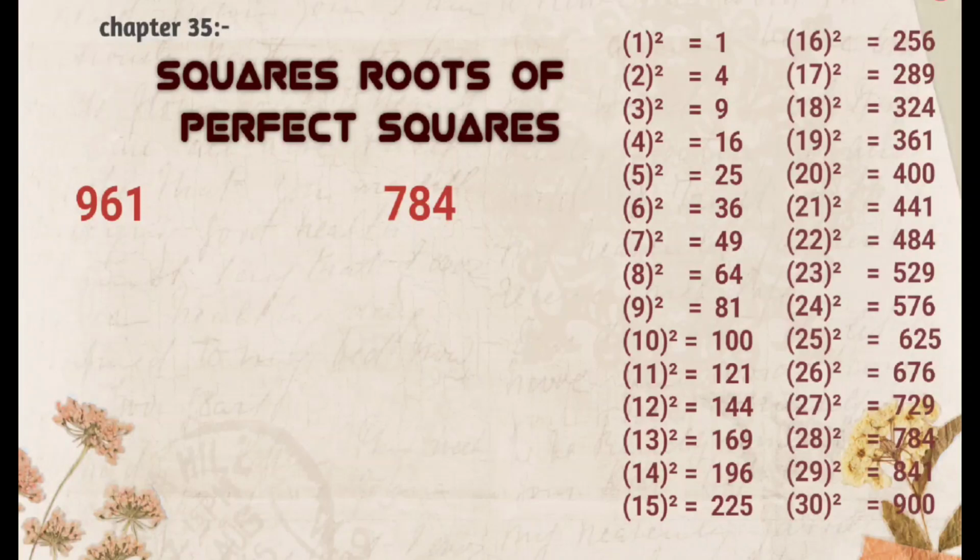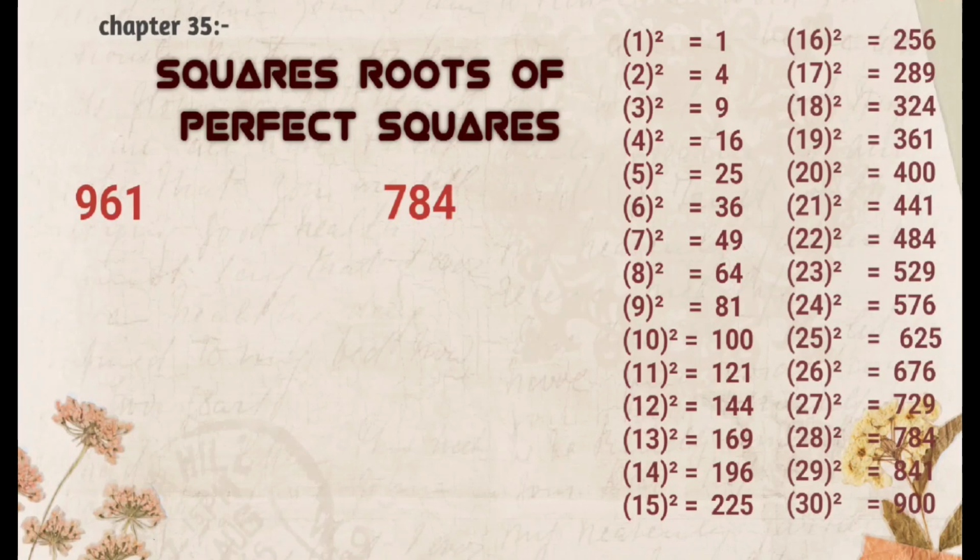Now let's start taking the examples. Here, as you can see, I have already written the squares of 1 to 30. So it's always advisable to learn the squares up to 30. Now let's start finding the square root of 961.